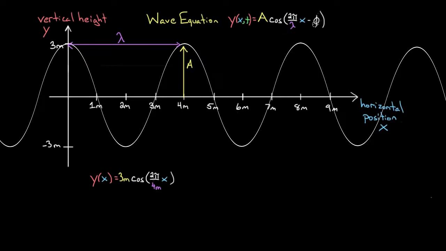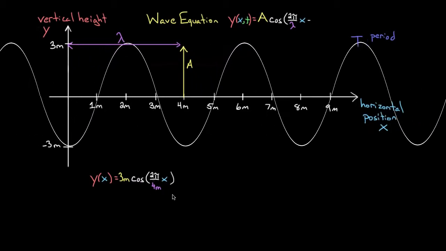So what would you put in here? It might seem daunting. You might be like, man, that's going to be complicated. How do we figure that out? But it's not too bad, because just like the wavelength is the distance it takes for the wave to reset, there's also something called the period. We represent that with a capital T, and the period is the time it takes for the wave to reset.